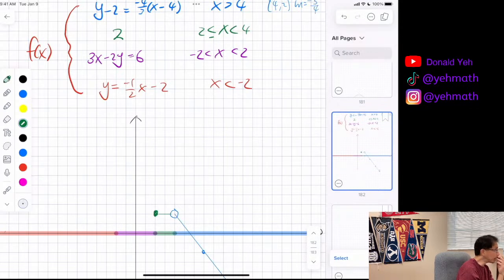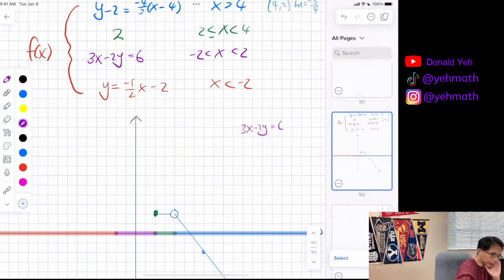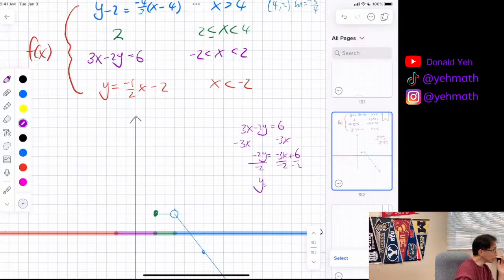Now I'm going to graph the purple line. How do I graph the purple line? Okay, Austin has a good idea. How about we work it out into slope-intercept form? So I'm going to do the purple work here. The purple work is 3x minus 2y equals 6. This is how you get y: divide everything by negative 2.